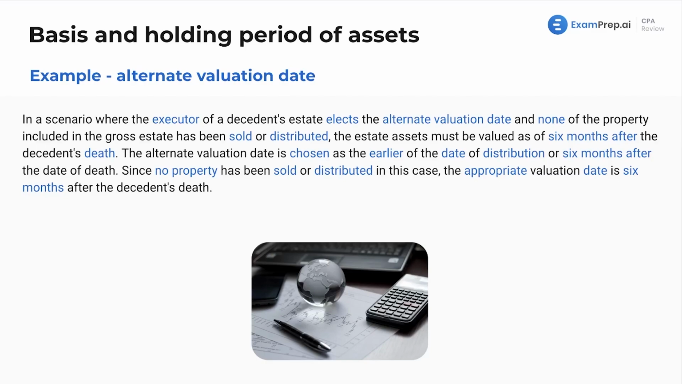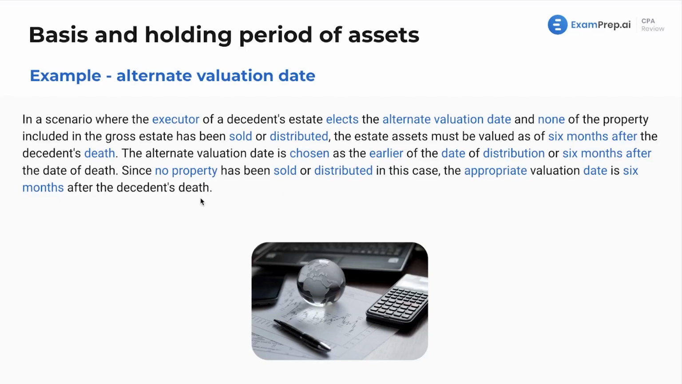Here's an example. We've got a scenario where the executor of a decedent's estate elects the alternate valuation date and none of the property included in the gross estate has been sold or distributed. The estate assets must be valued as of 6 months after the decedent's death. Now, the alternate valuation date is chosen as the earlier of the date of distribution or 6 months after the date of death. Since no property has been sold or distributed in this case, the appropriate valuation date is 6 months after the decedent's death.